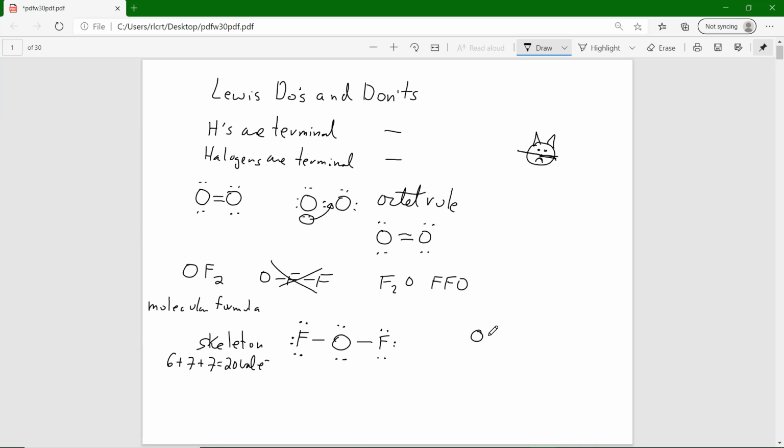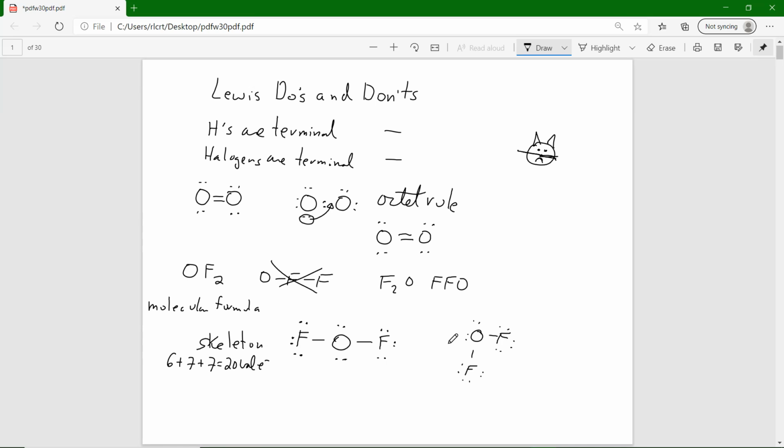Now, if some teacher marks this wrong, you give me an email, okay? If some teacher says, oh, this is wrong, this is not the Lewis diagram for oxygen difluoride, you tell that teacher that Dr. C said, sure it is. All the Lewis diagram does is tell you which atoms are bonded to which other atoms, whether it's single, double, or triple bond, and where the lone pairs are. Okay? It doesn't directly tell you the geometry. So each of these is equivalent.